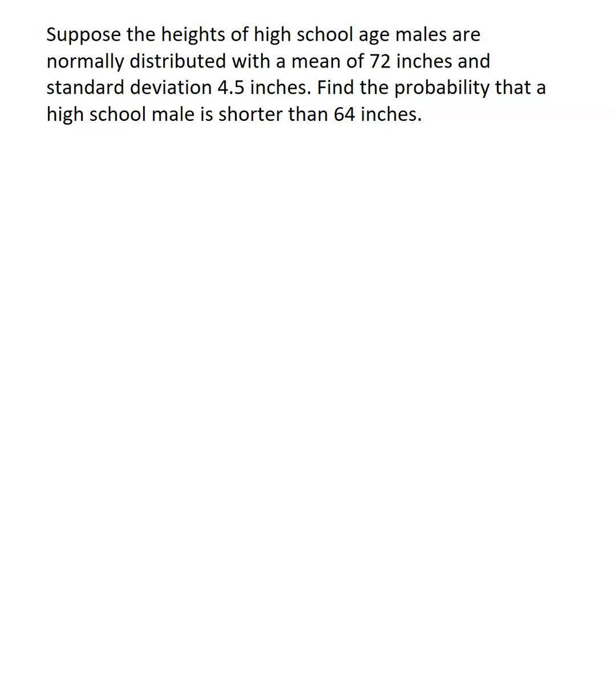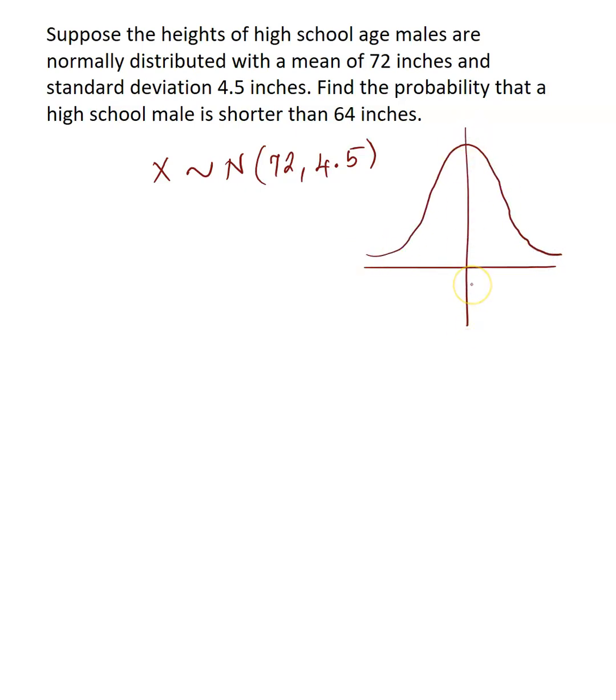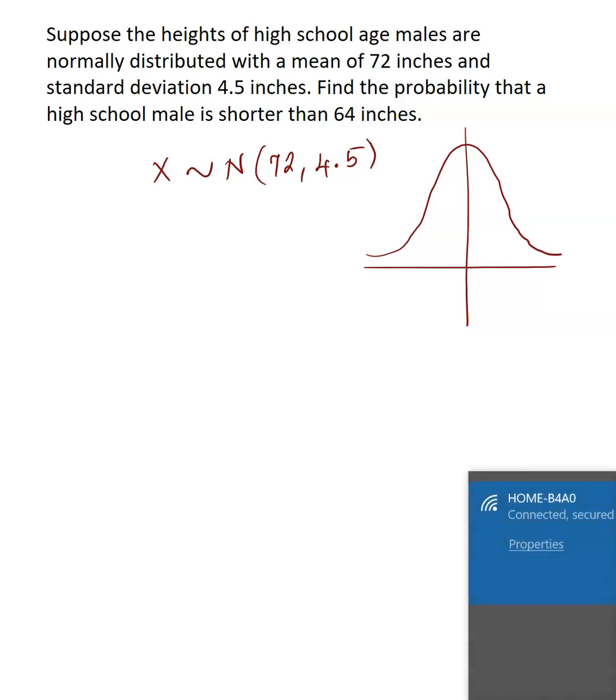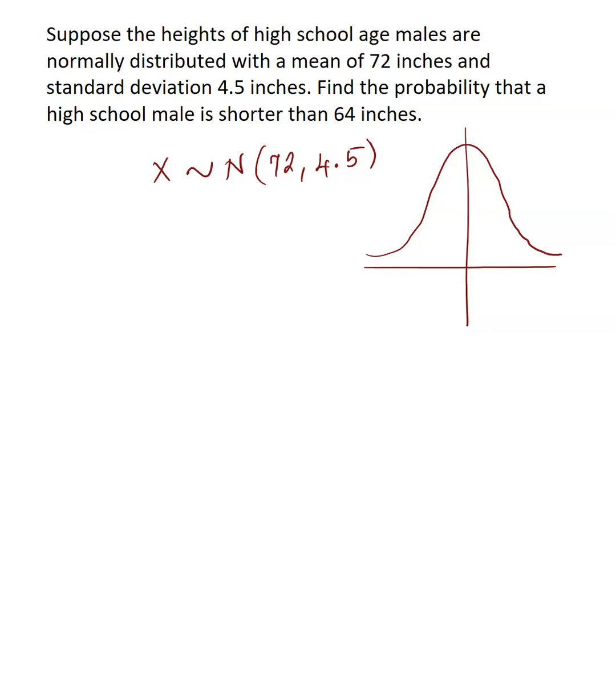Suppose the heights of high school age males are normally distributed with a mean of 72 inches and standard deviation of 4.5 inches. Find the probability that a high school male is shorter than 64 inches. Okay, X is normal with 72, 4.5. The graph always helps. I know your calculator is going to give you the answer right away, but please understand what you're trying to shade so that you know what to enter for the lower and the upper. Okay, so mean is 72, sigma is 4.5.